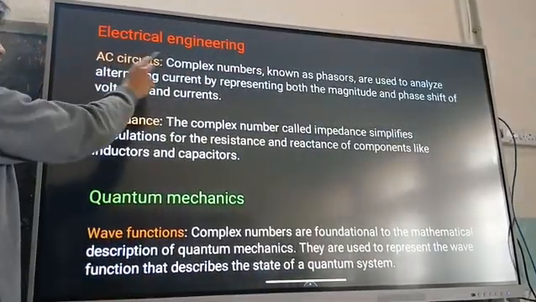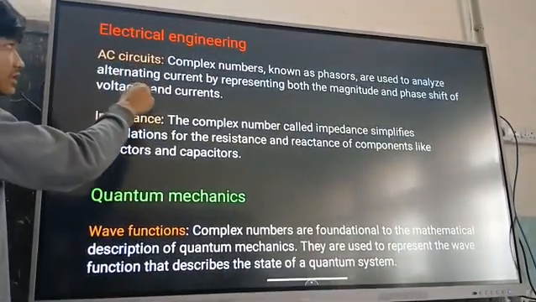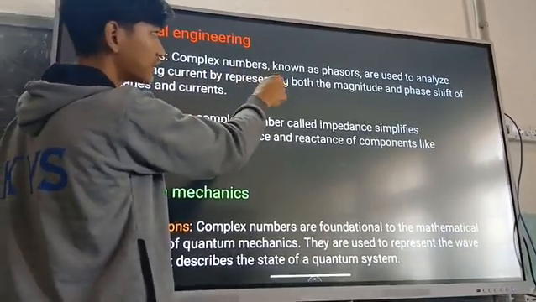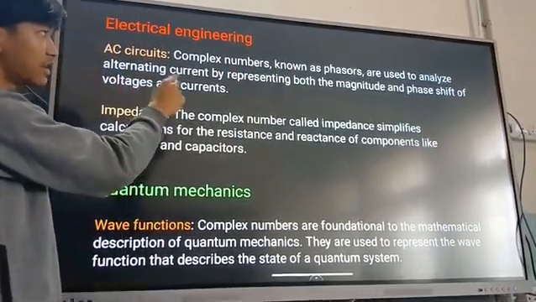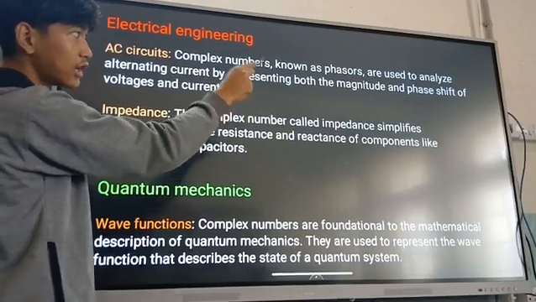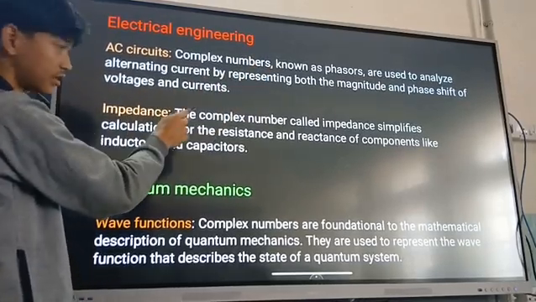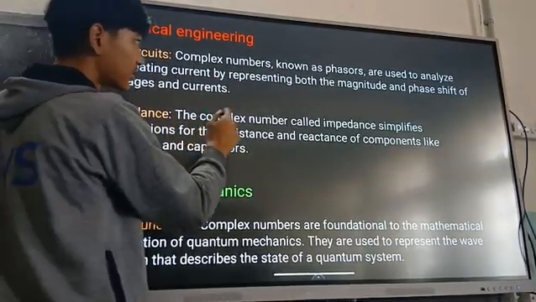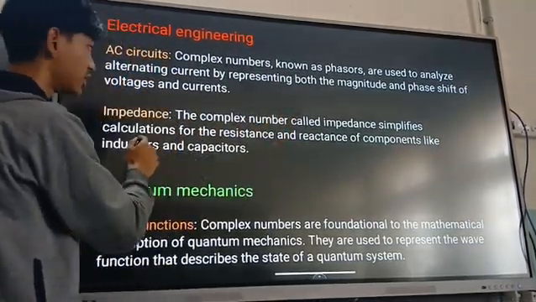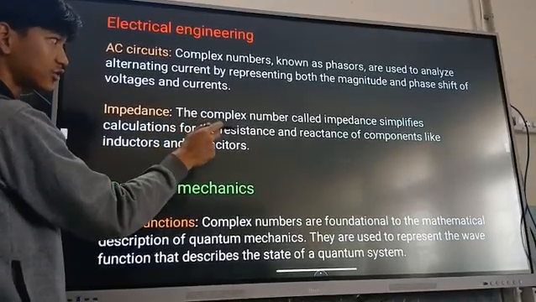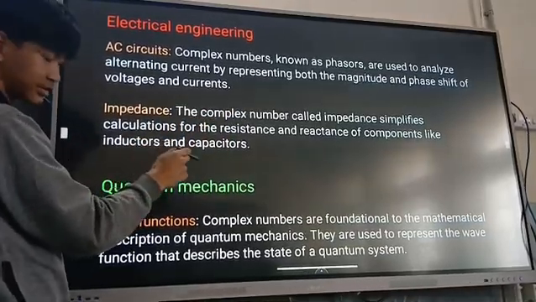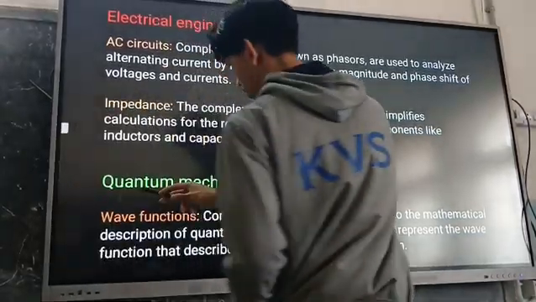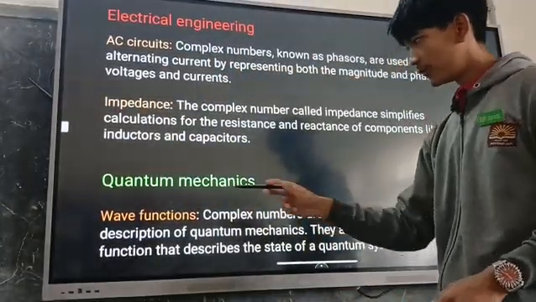Then there's electrical engineering, where in AC circuits, complex numbers known as phasors are used to analyze alternating current by representing both the magnitude and phase shift of voltages and currents. Then we have impedance. Complex numbers called impedance simplify calculations for the resistance and reactance of components like inductors and capacitors. Next is quantum mechanics, wave functions.